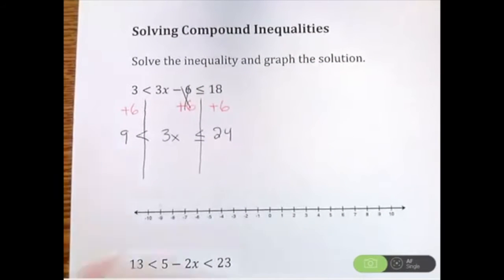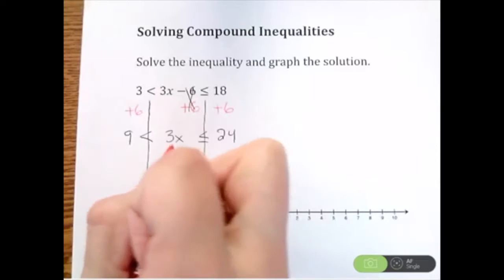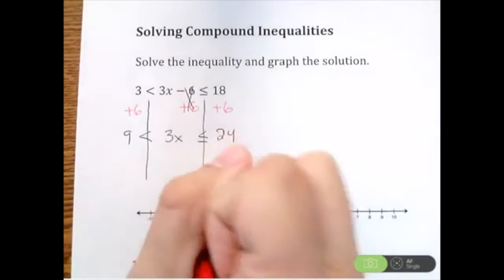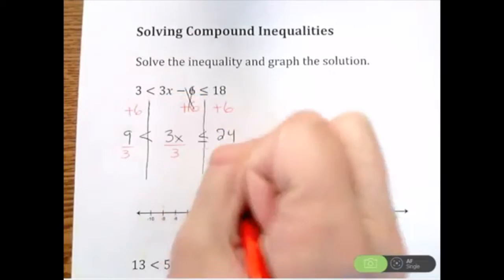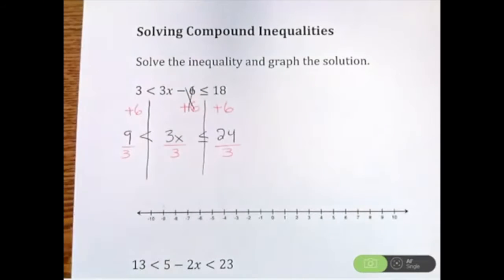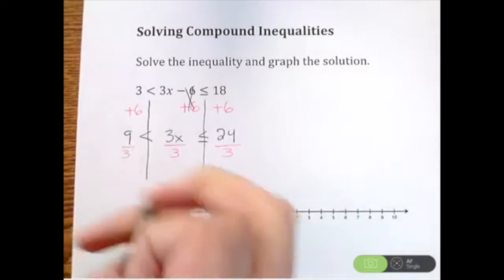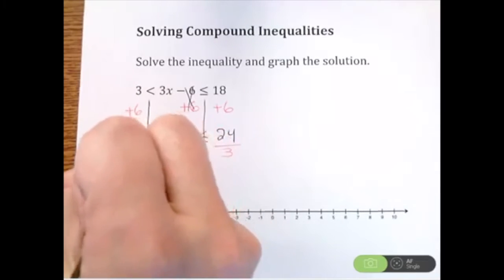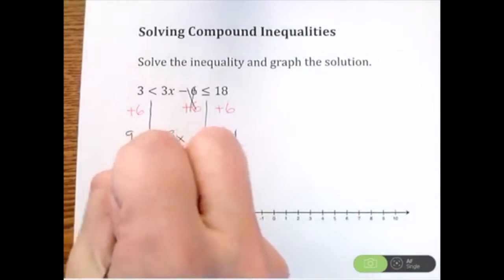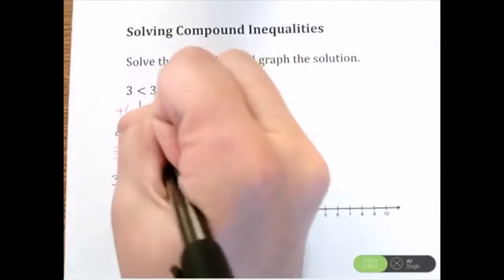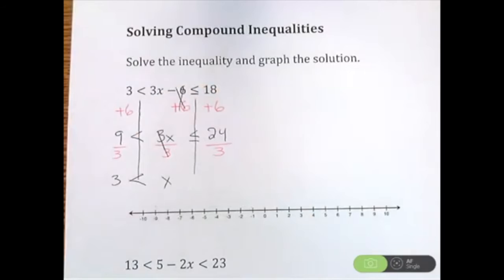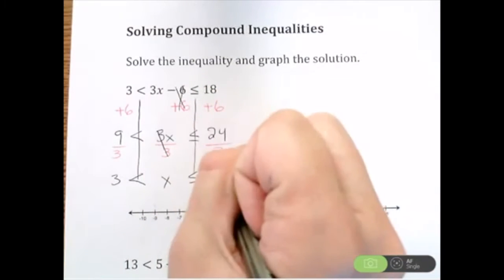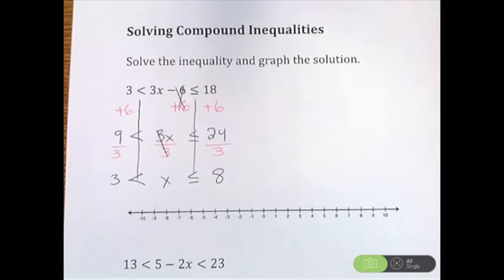Only thing left to do is get that x by itself by getting rid of the 3. This is 3 times x. So I'm going to divide by 3 here, divide it on the left, divide it on the right. So I have 9 divided by 3, which is 3. Dividing by a positive 3, do not flip the inequality. 3 divided by 3 is 1, so I just get my x. And on the right side, I have 24 divided by 3, which is 8.